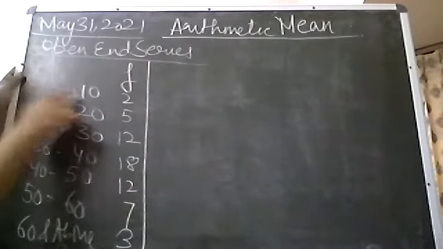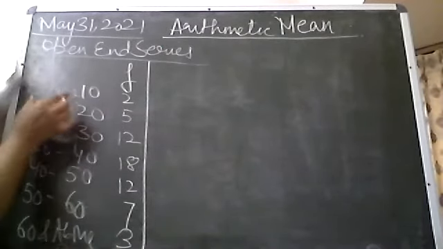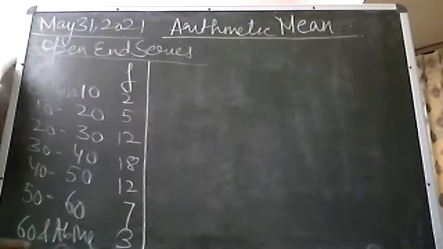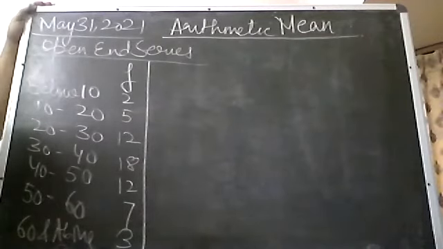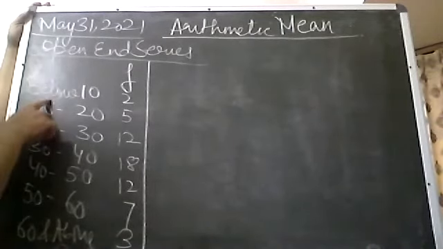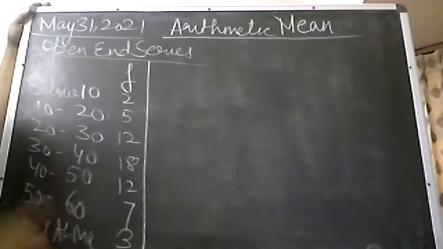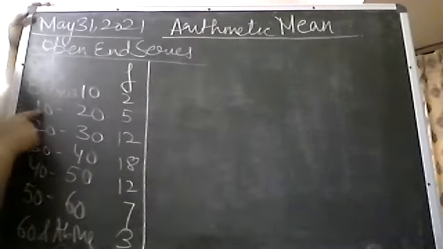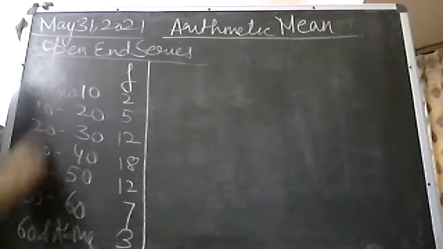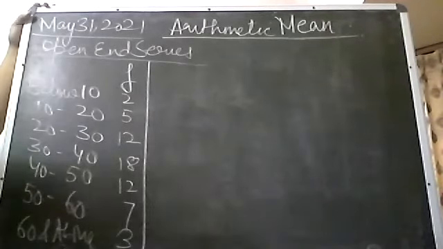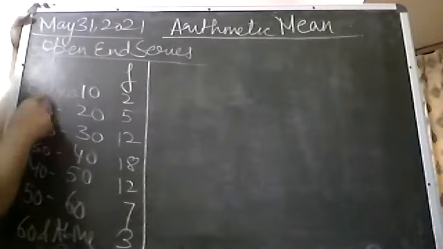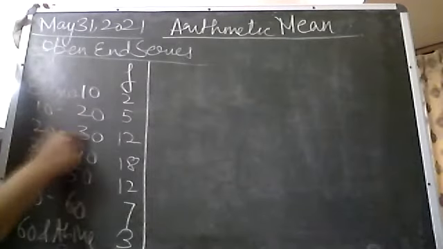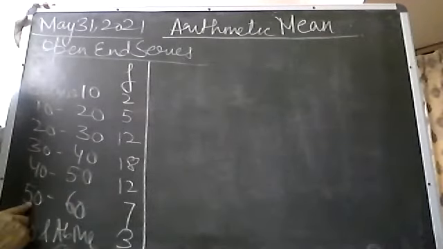Firstly, we have to close the ends. Why is there a need to close the ends? Because we need to find out the mid values before calculating arithmetic mean. So it becomes important to close these ends, that is to find out lower class limit of first class and upper class limit of last class. So one method is, if the class intervals are equal, we make use of the same class interval. For example, here we can see class interval is of the size 10.